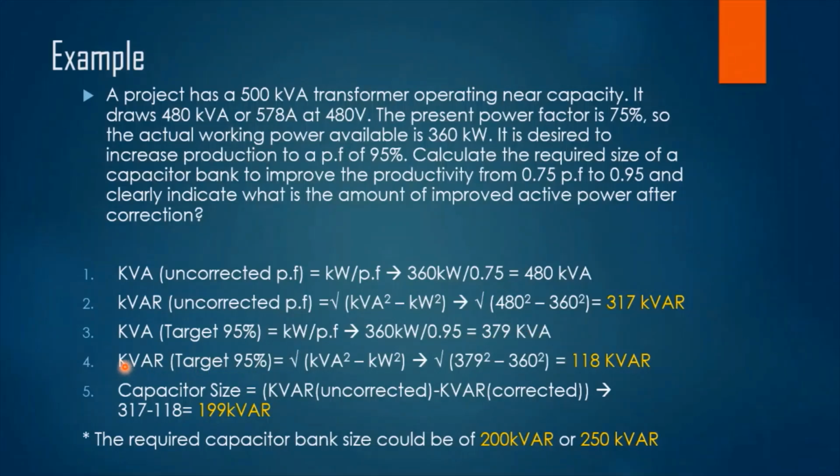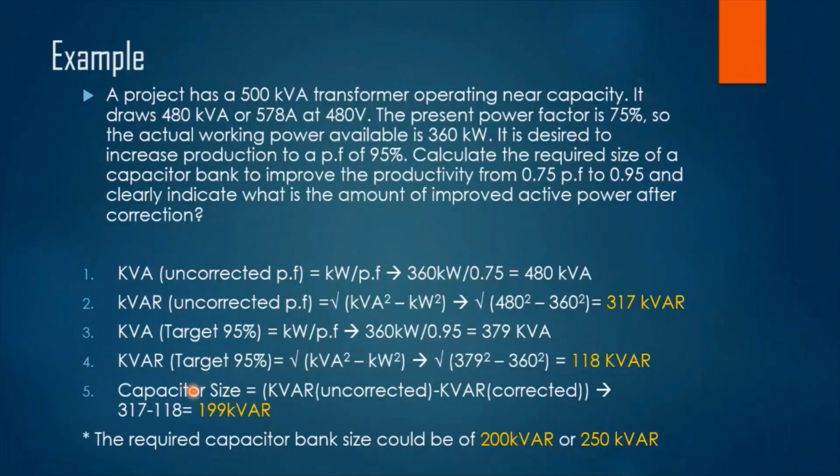Then we will calculate the reactive power of the target power factor by taking the root again. We are using actually the same formula here and there, root of the apparent power squared minus active power squared, which will give us 118 kVAR, but this value is for the corrected power factor.